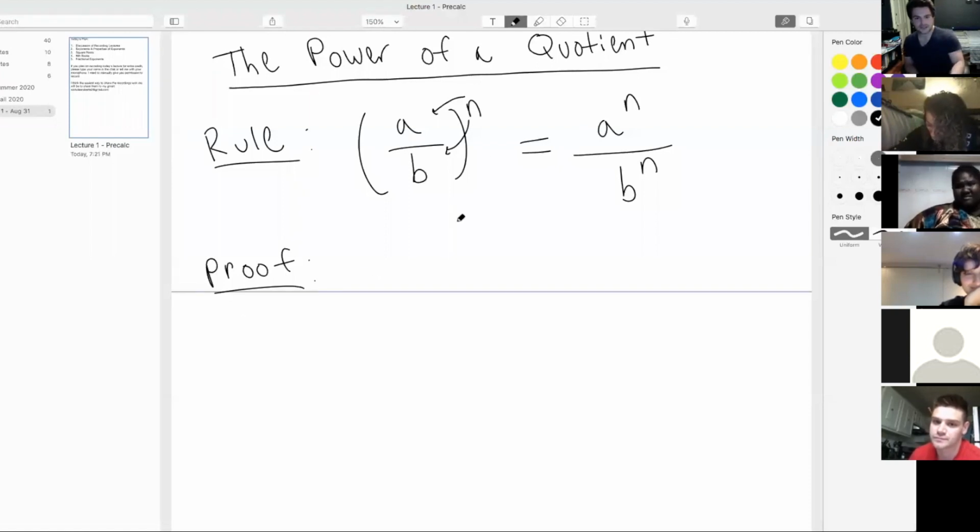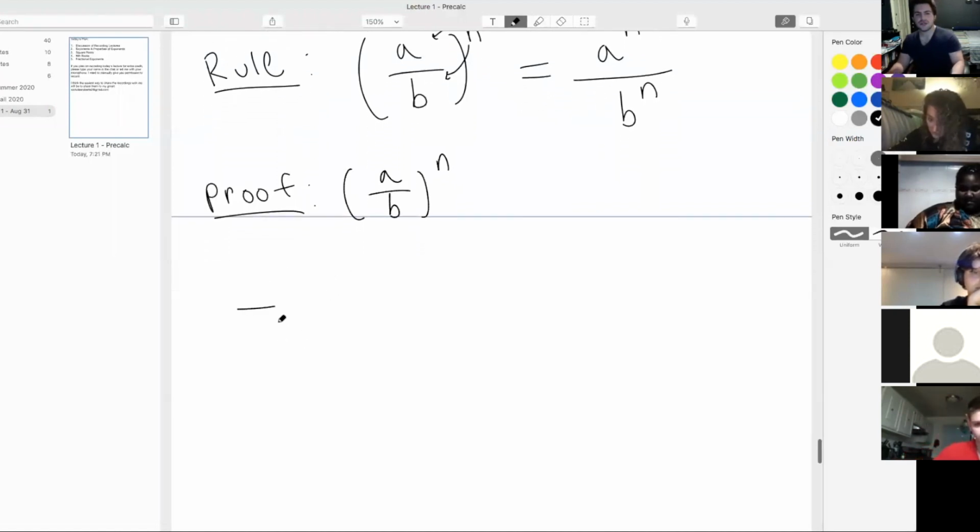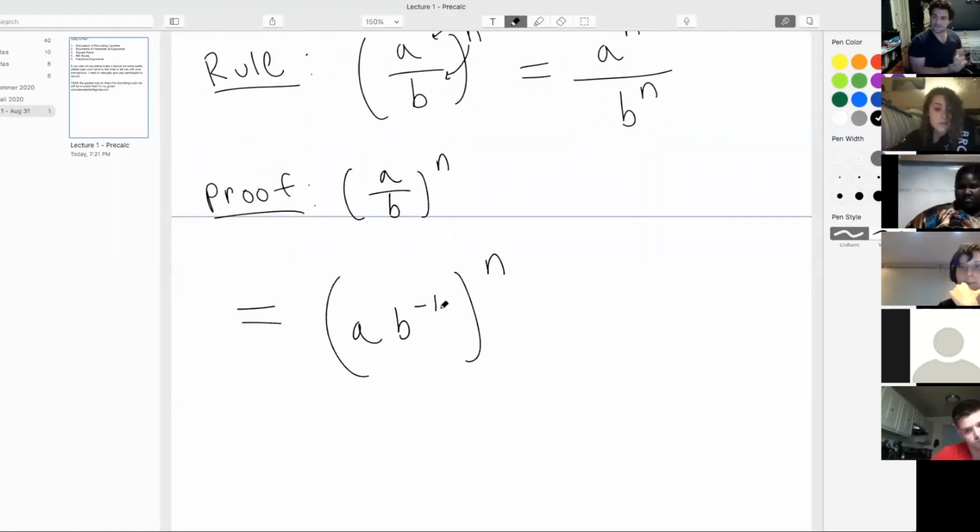So let's start with the left-hand side of the equal sign, okay? So a over b to the nth power. Do you guys agree that I can rewrite the thing in the parentheses as a multiplied by b to the minus 1 by properties of negative exponents? Dividing by b is the same thing as multiplying by b to the minus 1. So I rewrote a over b as a multiplied by b to the negative 1.